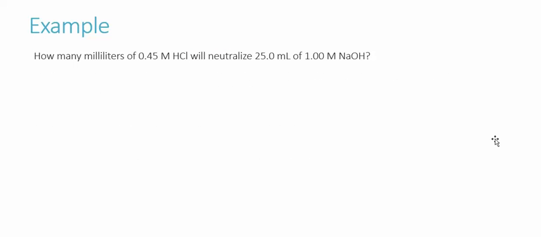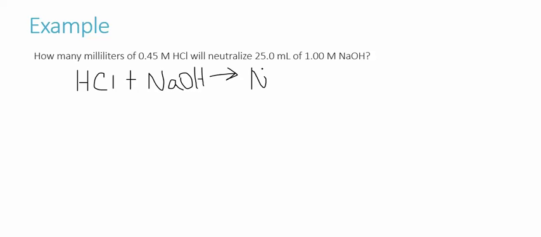So let's look at a couple neutralization/titration reactions. Here we have HCl neutralizing NaOH. Write a balanced chemical equation. HCl plus NaOH forms a salt and water. We're going to go back to the molarity equation.